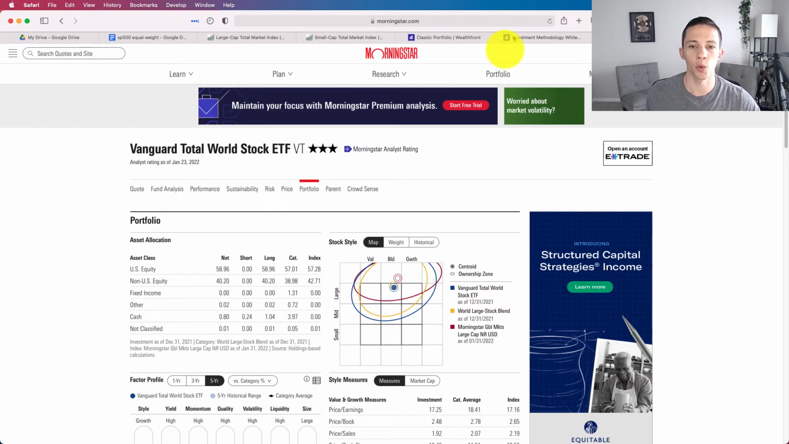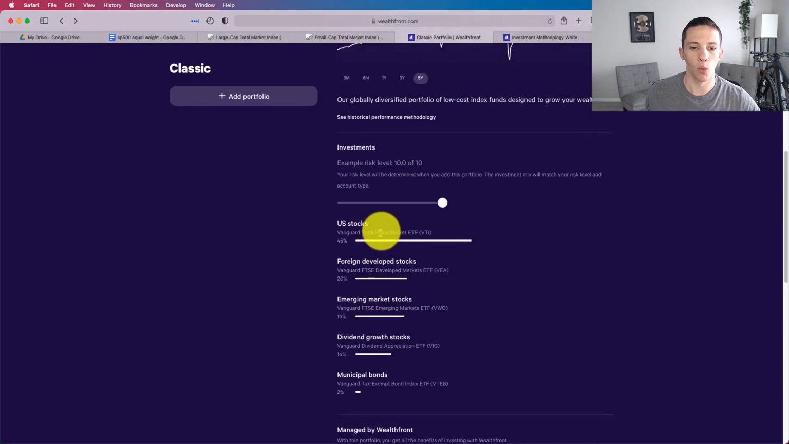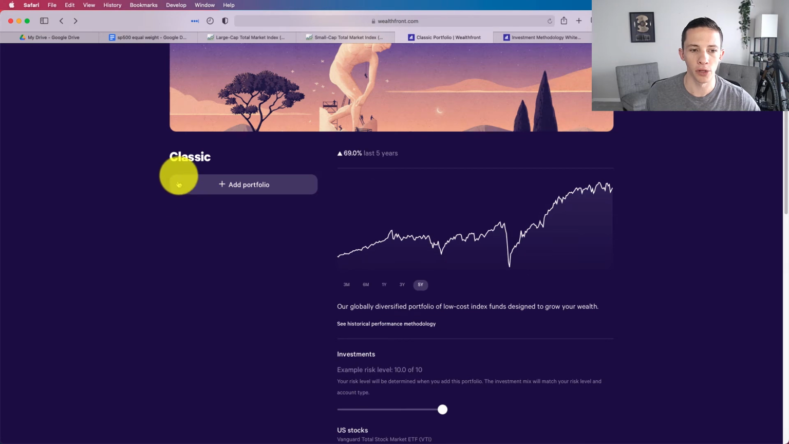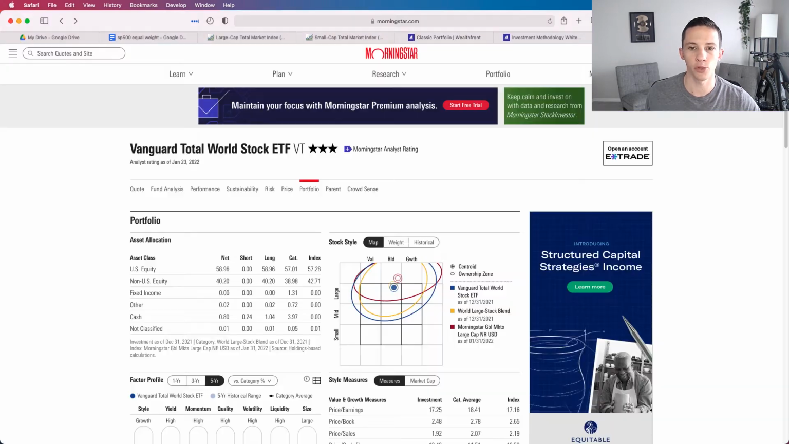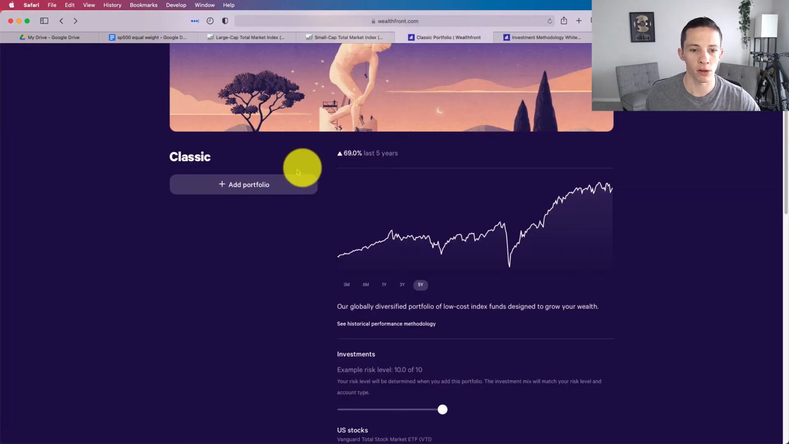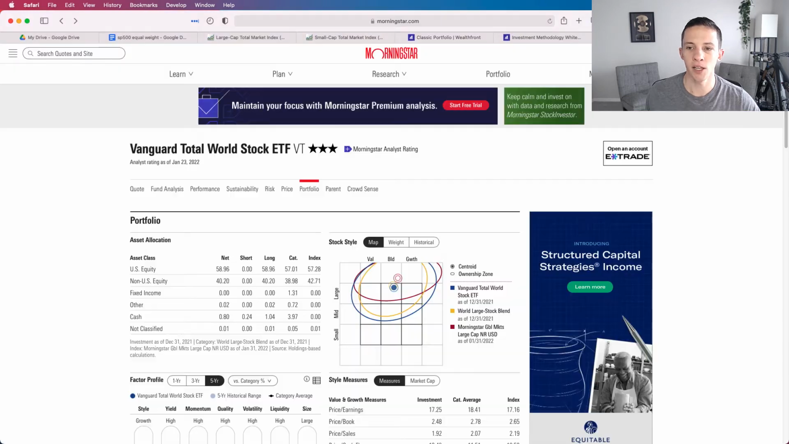So how has the historical performance done? How would a 100% equities portfolio by Wealthfront compare to 100% total world stock ETF VT, the all-in-one fund with a low expense ratio? Well, we can see over the last 5 years, Wealthfront's 100% equity portfolio has returned 69%. And then we can compare that to VT.